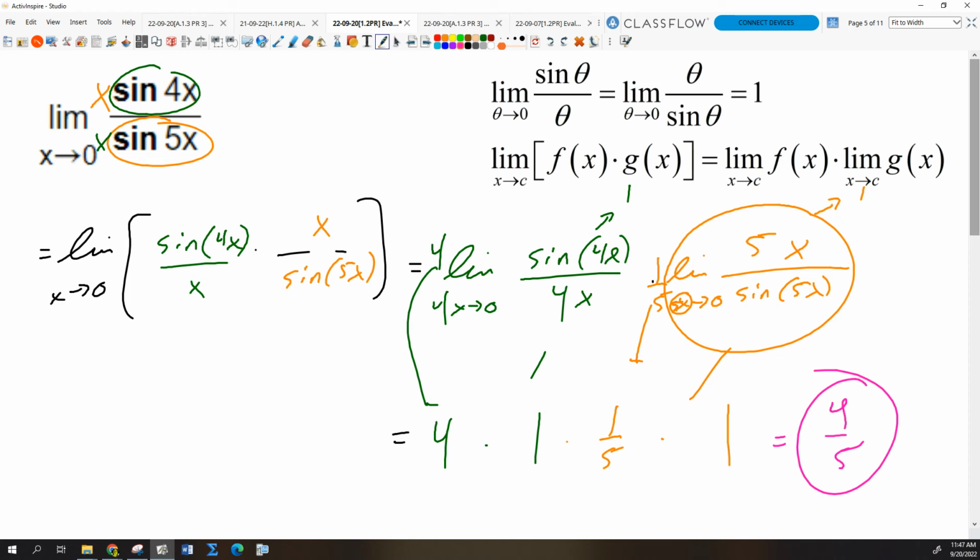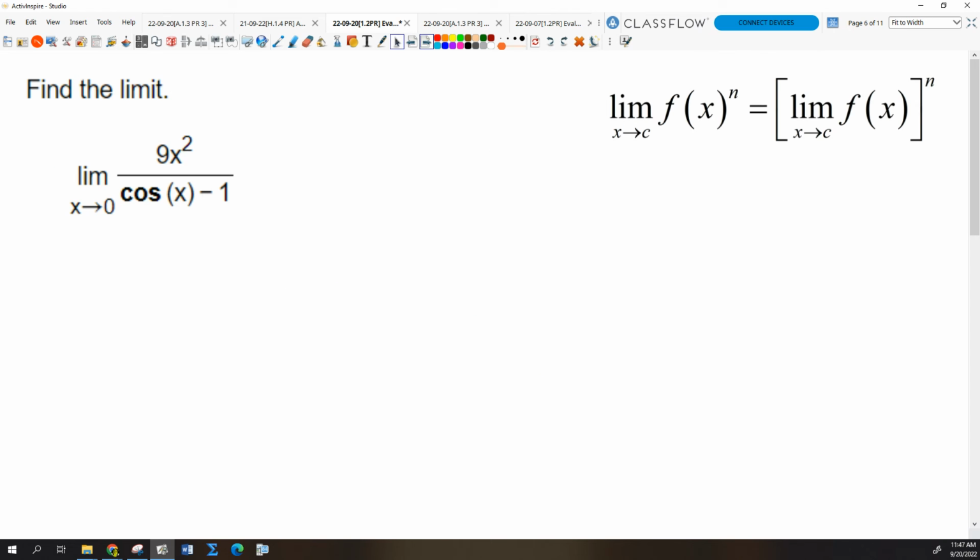All right, let's see if we have time for one more. How did we do, was that okay on that one? We good on that? Okay, let's try one more, see if we have time. Yeah, this is a good one. I like this one.